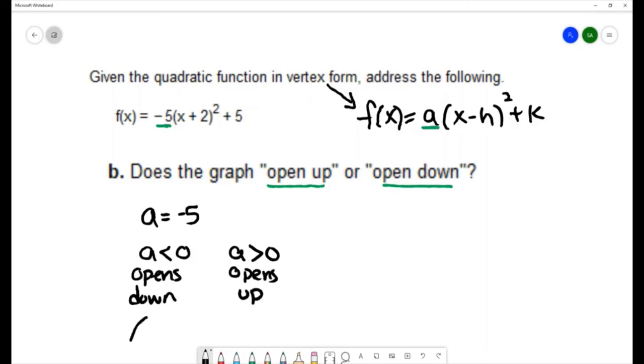Opens down means your parabola would be facing down like this, and opening up would look like this. So because our value of a is less than 0, we know that it opens down.